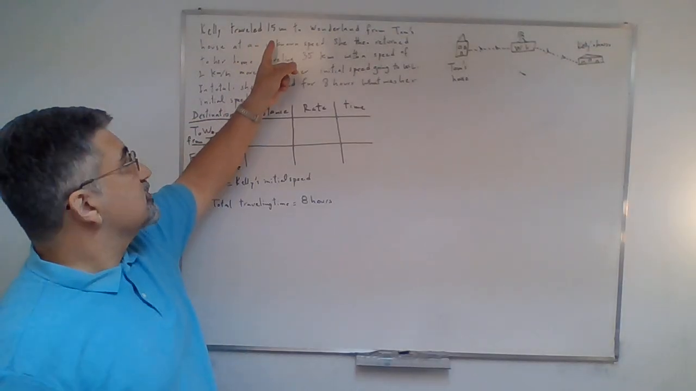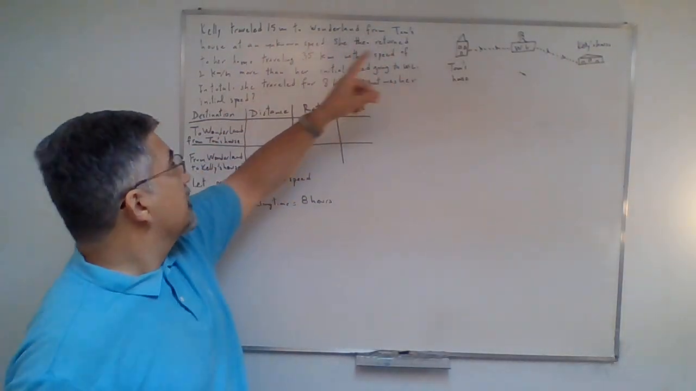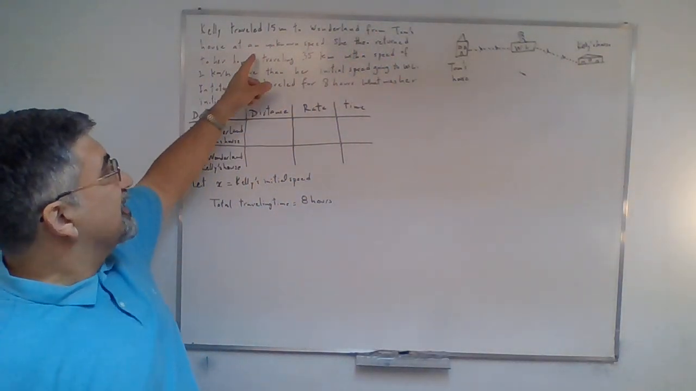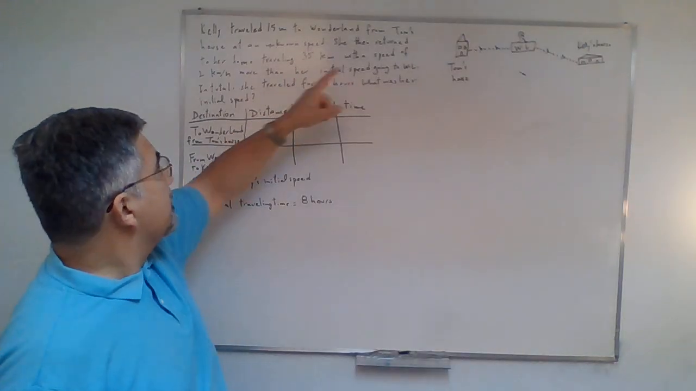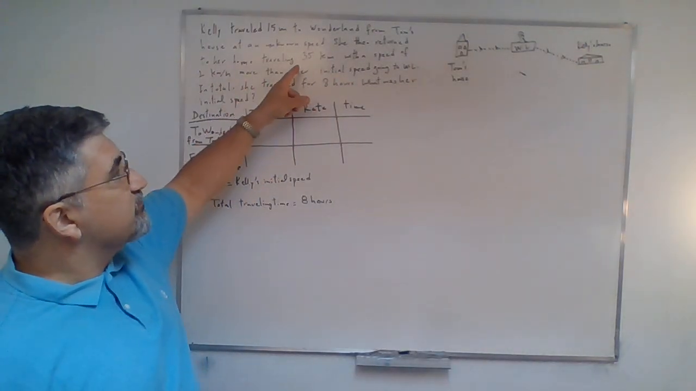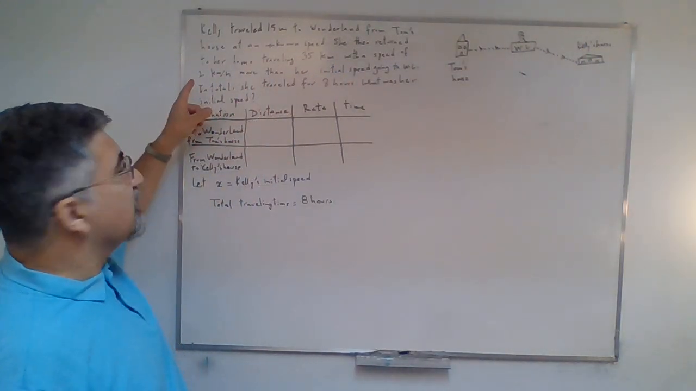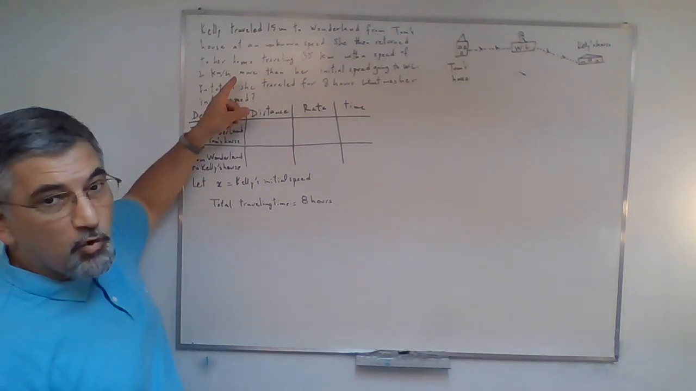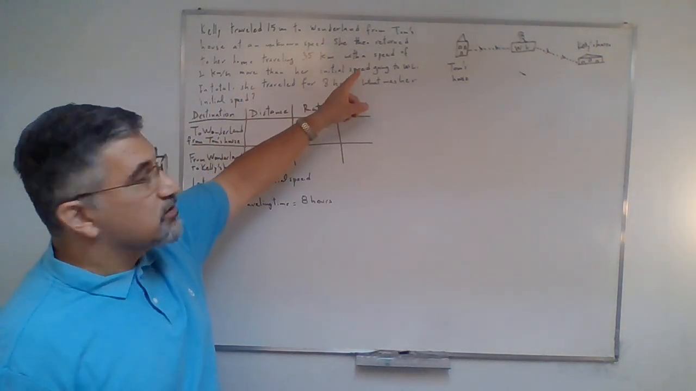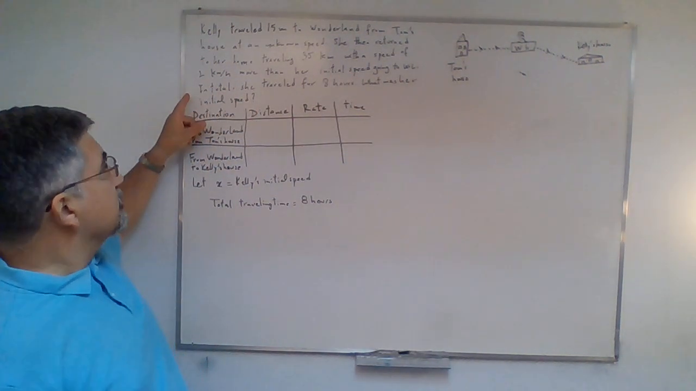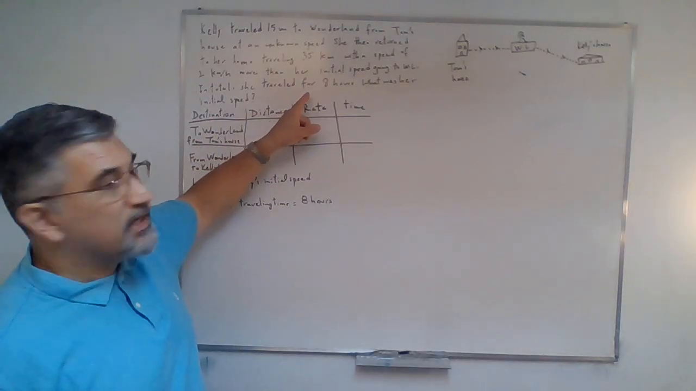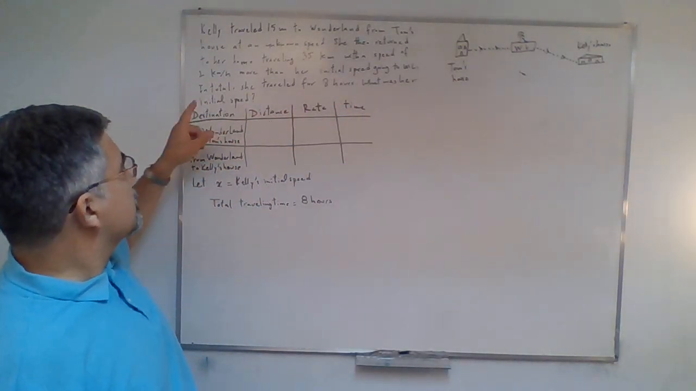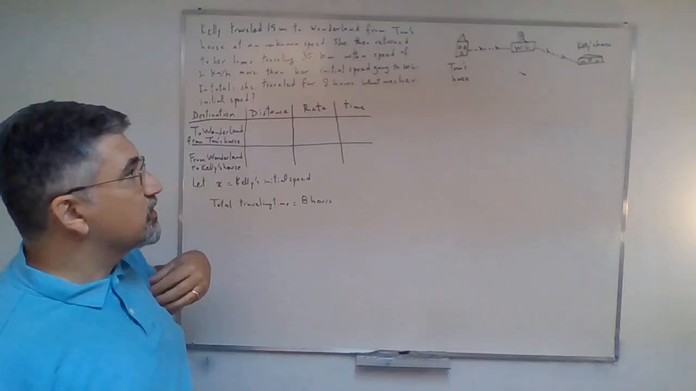Kelly traveled 15 kilometers to Wonderland from Tom's house at an unknown speed. She then returned to her home traveling 35 kilometers with a speed of 2 kilometers per hour more than her initial speed going to Wonderland. In total, she traveled for 8 hours. What was her initial speed? That's what the question says.